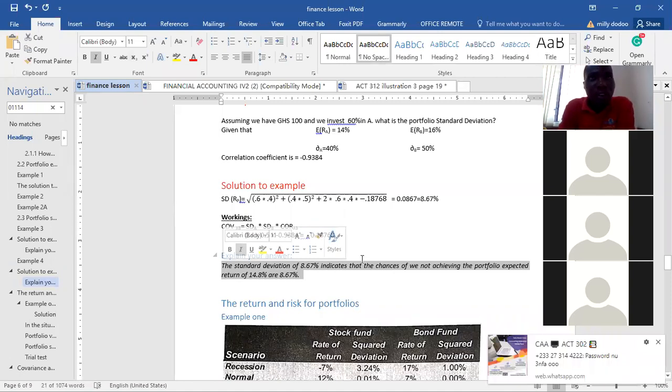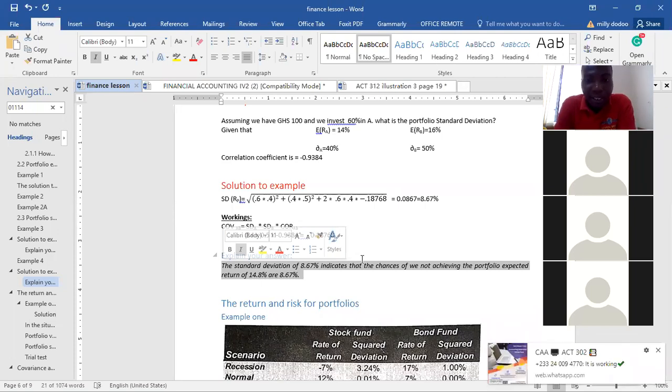Yes. Good. So the standard deviation of 3% is telling us that the probability of us getting the 10% is 97%, and the probability of us not getting it is 3%. So the risk associated with the investment is 3%. It means that when you invest 1 Ghana cedi, the chance of you losing that money is 3%. Are you getting the scenario?